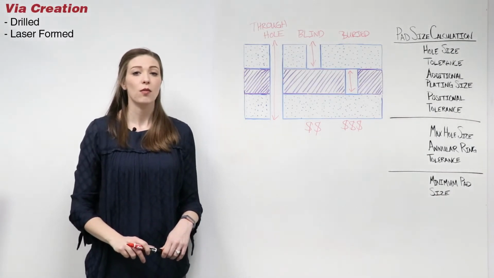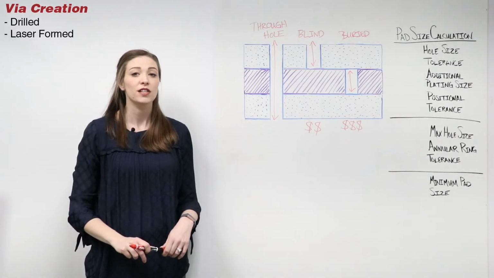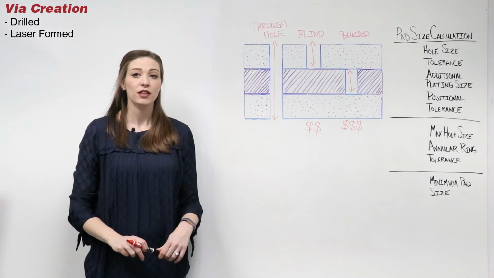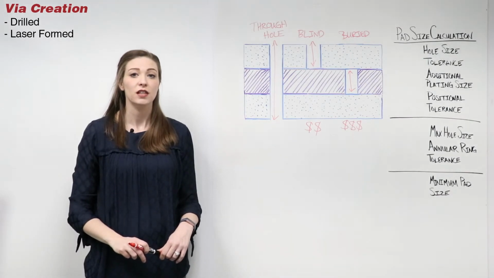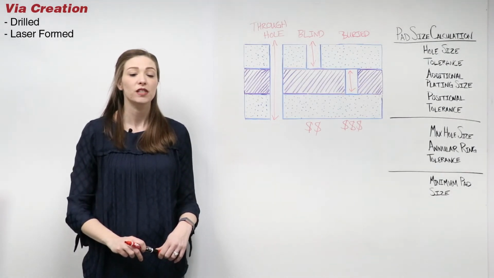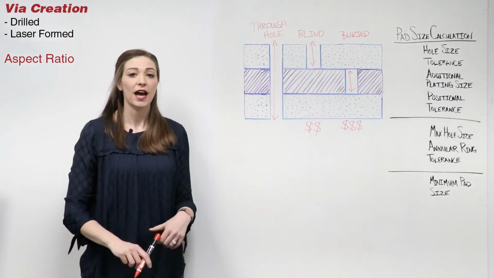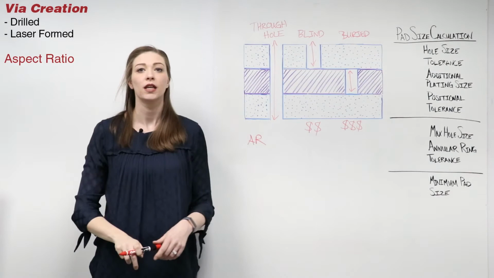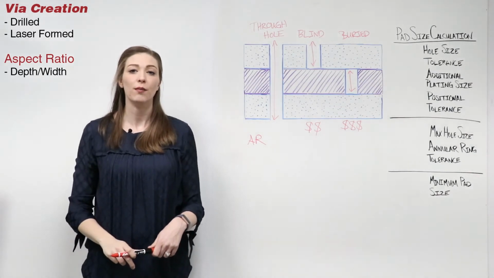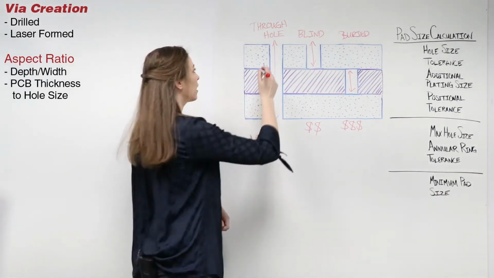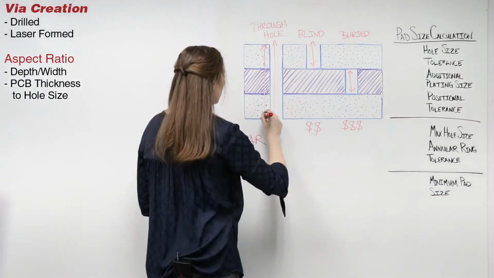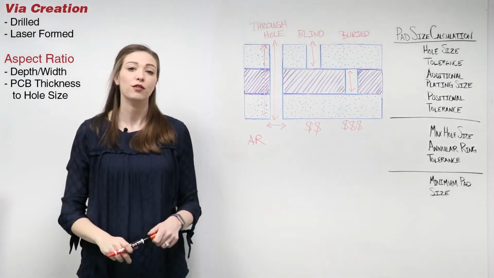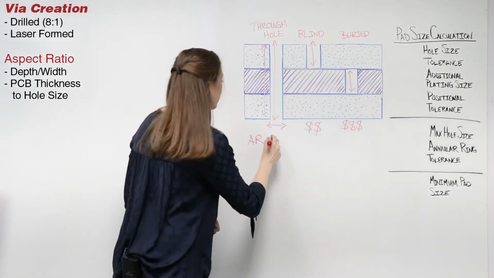Drilled vias are kept small for space concerns. However, the size of the via depends on the thickness of the PCB. Due to the manufacturing process for drilled vias, the hole size must conform to a specific aspect ratio. The aspect ratio is the depth to width ratio and can be calculated with the PCB thickness and hole size. The best aspect ratio for manufacturing is 8:1.